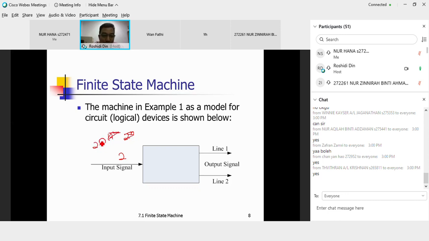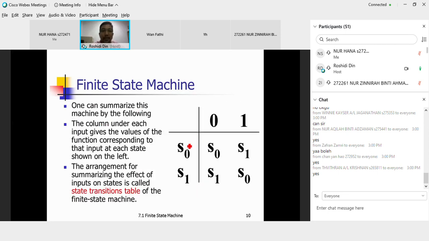If we have n equal to 2, the output will be 4. If we make n equal to 1, the output will be 2. Please remember this formula, 2 power of n. Okay, this one is not important. The important thing is this one.